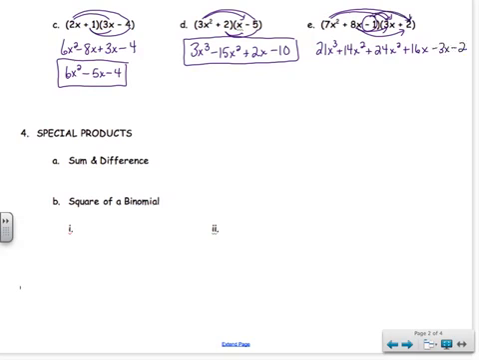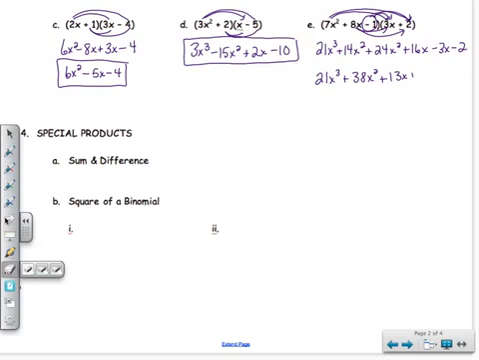Now we do have some like terms we can combine. So I'm going to get plus 38x squared and plus 13x. Almost wrote plus instead of minus. And there's my simplified form then.